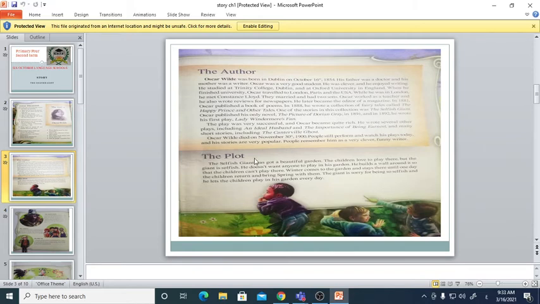After that, we have the plot. The plot means the main part of the story, the events of the story. The Selfish Giant has a beautiful garden. The children love to play there, but the giant is selfish. What's the meaning of selfish? Selfish means self-centered. He thinks only about himself. What does he want? What does he need? And he doesn't think of others.